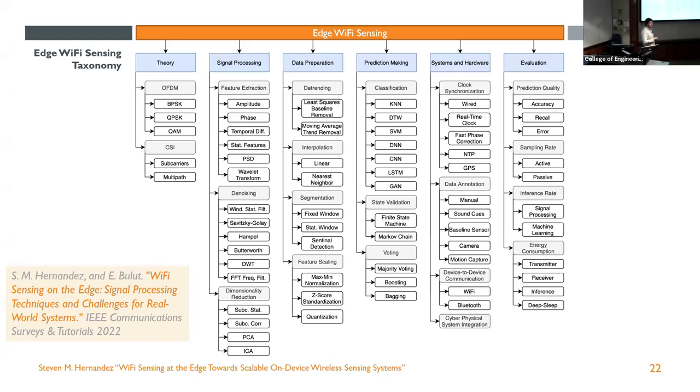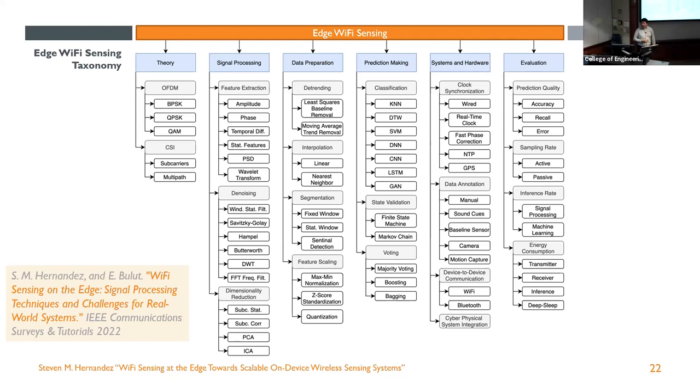More importantly, if we want an edge-based system, we do need to have consideration of things like systems and hardware. For example, if we have a network of these devices now, do we need to synchronize their clocks? How do we achieve that? Since it's a network, again, we need to have device-to-device communication considerations. If some of the devices are in sleep mode over certain times to retain battery, how do we make sure that they're able to get out of sleep mode to then interact with their pair, their transmitting or receiving pair?